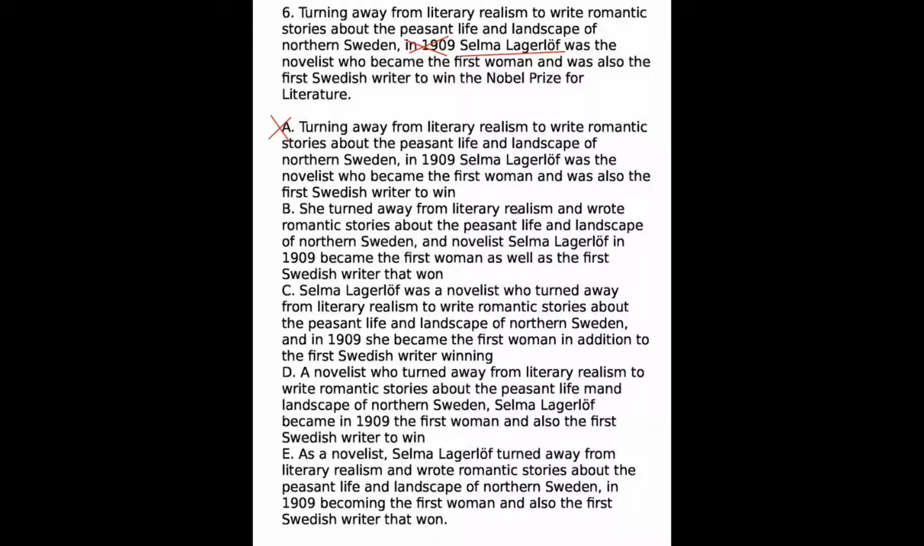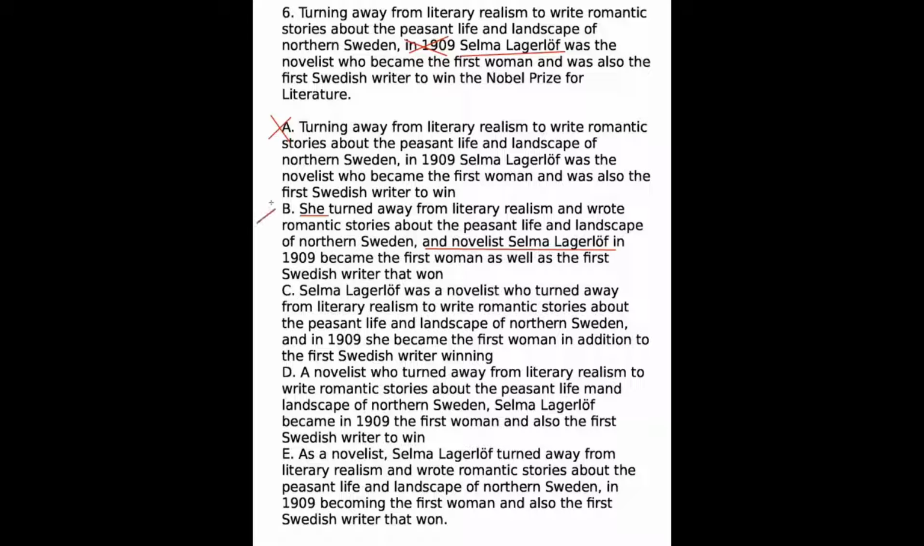She turned away from literary realism and wrote romantic stories about the peasant life and landscape of northern Sweden. And novelist Selma Lagerlöf in 1909 became the first woman as well as the first Swedish writer that won the Nobel Prize for Literature. Now, I hope you can hear that it sounds like there's two women here when you have she first of all and then and novelist Selma Lagerlöf. So there's a lot of ambiguity there by using she first and then novelist Selma Lagerlöf. So straight away I would get rid of that.